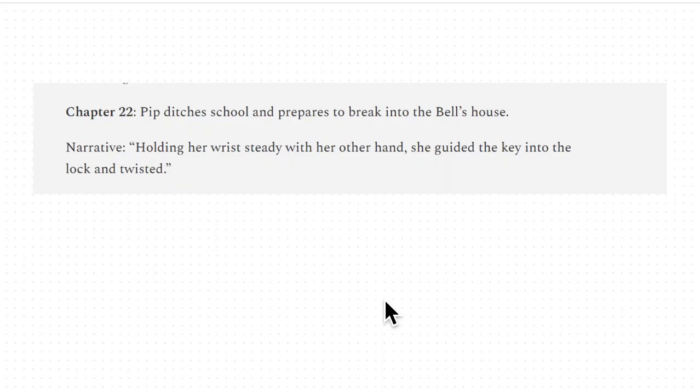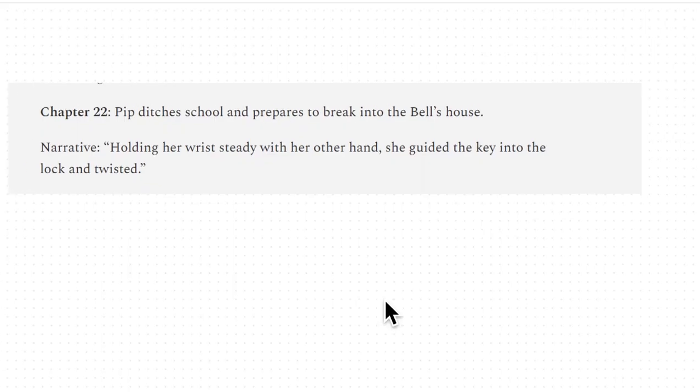If she and Ravi get caught, it will be very bad for Ravi. So we're about to have our new sub-goal here, which is to find the burner phone. We're going to do that by breaking into the Bells' house. And we need a little bit of stakes for this sequence, which are established right here.